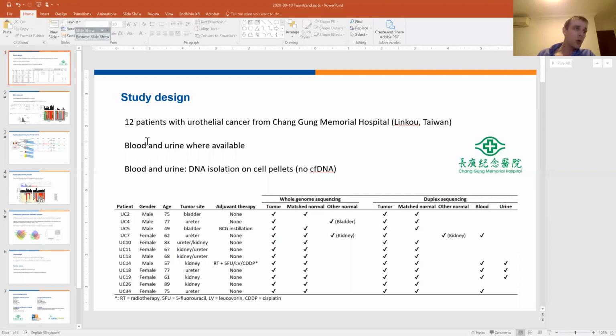And for some of them, we also collected urine and blood. And just to be clear, for the blood and urine, we isolate DNA from the cell pellet. So we cannot detect any cell-free DNA or stuff like that.